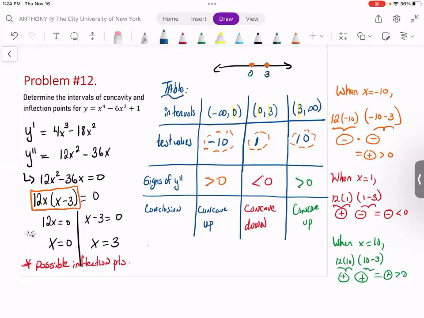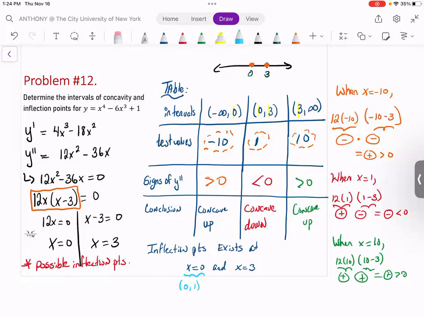So the inflection points exist at x equals 0 and x equals 3. If you actually want to figure out what those inflection points are, like the actual coordinates, you would have to plug 0 and 3 into the original function. For example, if I plugged in 0 into the function, you would get 1, because 0 to the 4th minus 6 times 0 cubed plus 1 is 1.